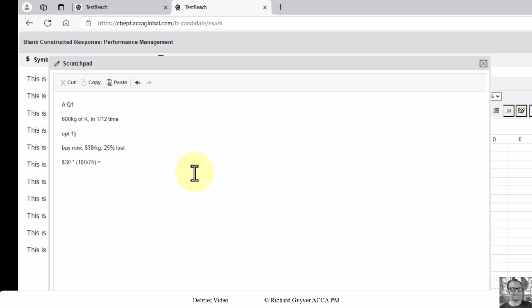It would cost us $30 a kilogram, but we would lose 25% of whatever we purchase because it's perishable. So our calculation is $30. We need at the end of the month 100%, and because 25% is lost, we multiply by 100 over 75. That comes to $40 per kilogram. Option 2, we can buy in 1 month at $38 per kilogram. So already option 2 is better than option 1.